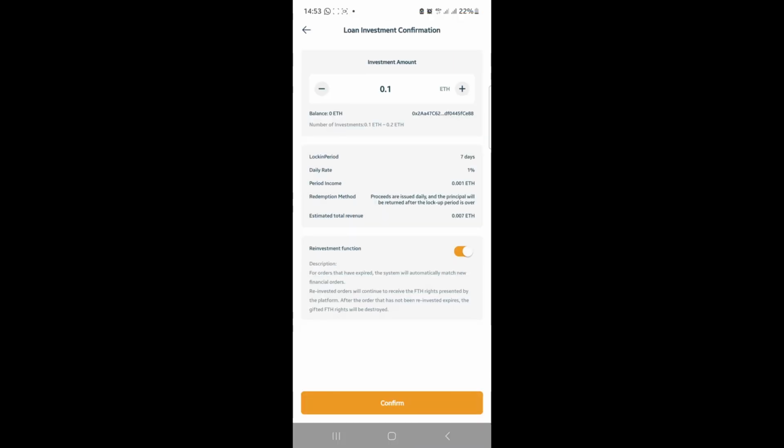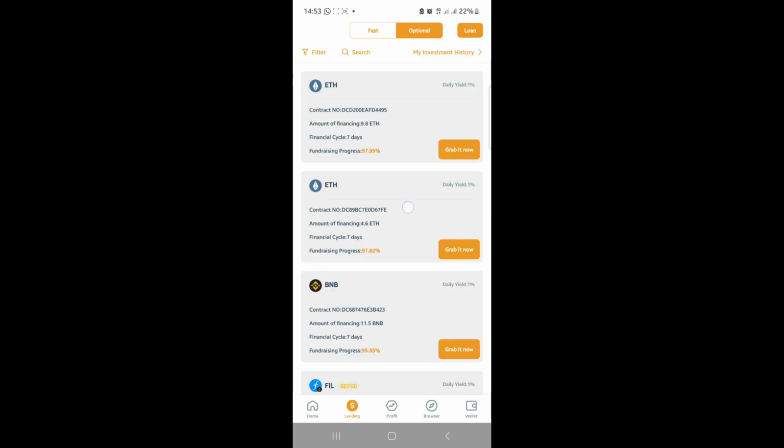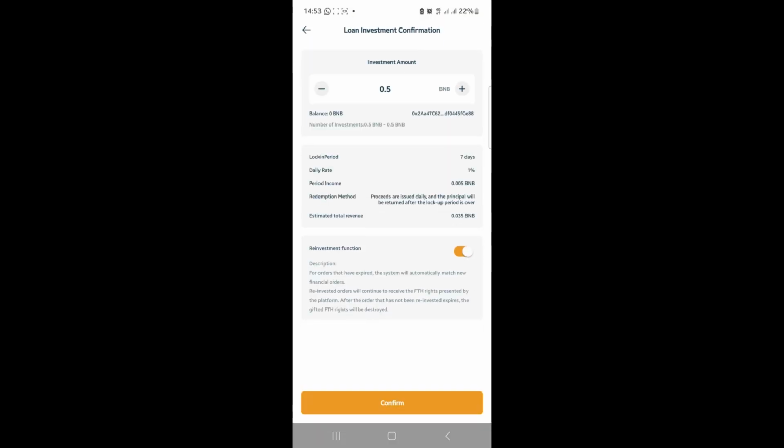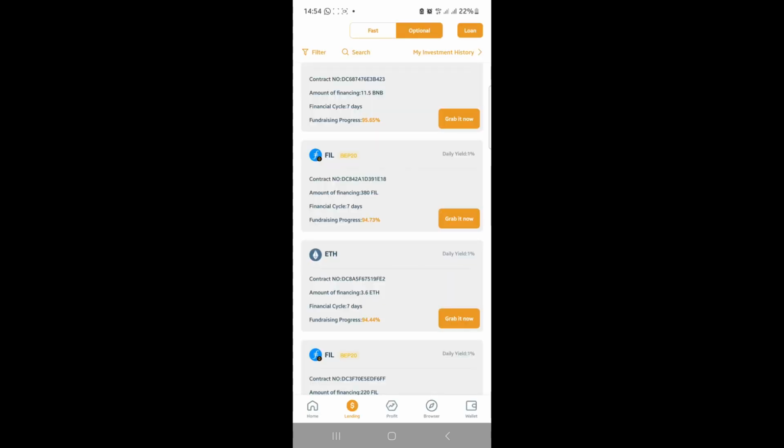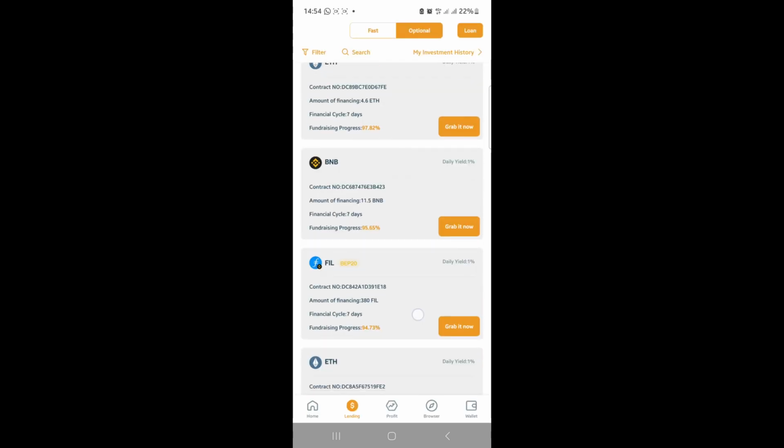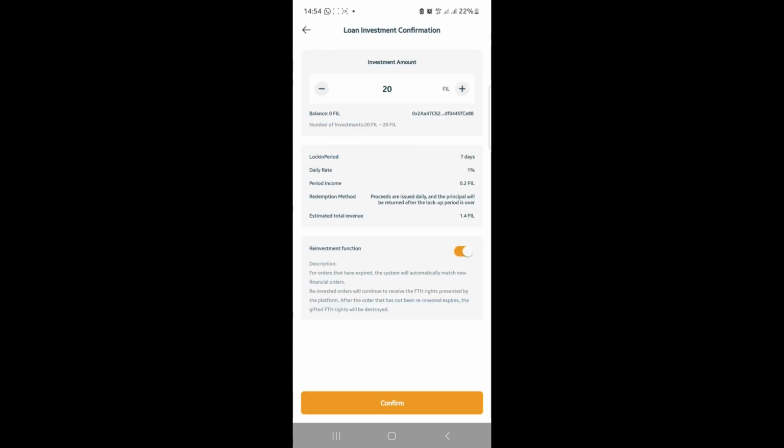If you come here, you will see the minimum investment required is 0.1 Ethereum for this one. If you come for BNB, you say, grab it now. The minimum is 0.5 if you want to lend to this person. If you want to lend this FIL coin, BEP20, you can say grab it now. The minimum of FIL token is 20.